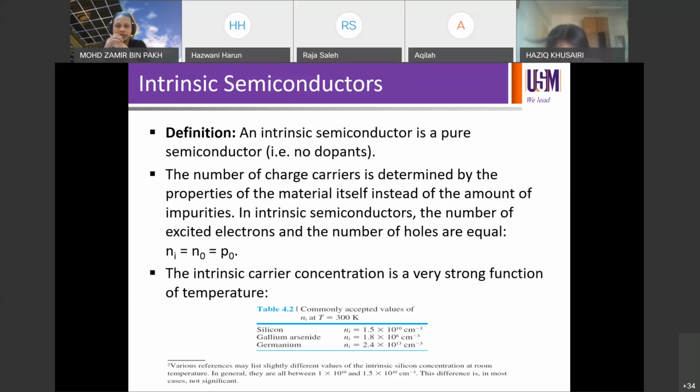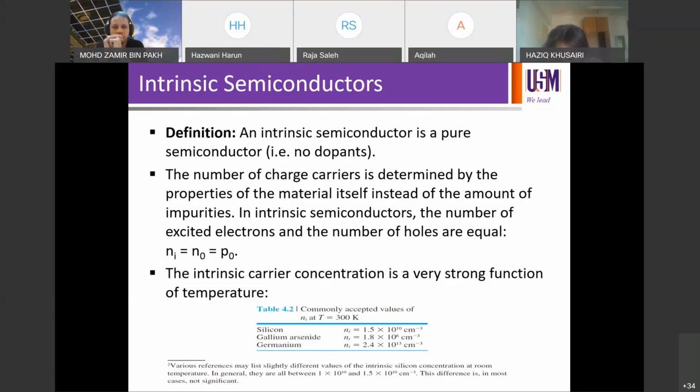All right, an intrinsic semiconductor is a pure semiconductor that has no dopant. The number of charge carriers is determined by properties of the material itself. So it depends on the original properties of the material instead of the amount of impurities. Impurities do not affect the intrinsic semiconductor because they are not there in the first place. On the other hand, we're going to see later when we talk about extrinsic semiconductor, the amount of impurities, whether desired impurities like dopants or undesired impurities like ions and others which are not desired to be in the lattice in the first place, will affect the properties of the semiconductor.